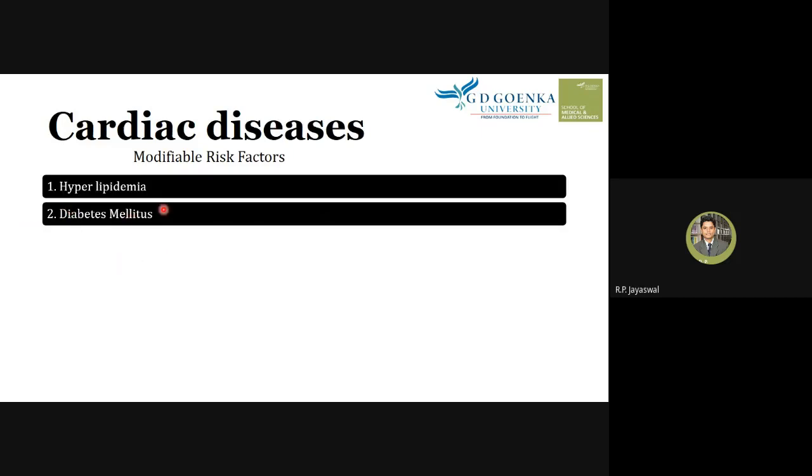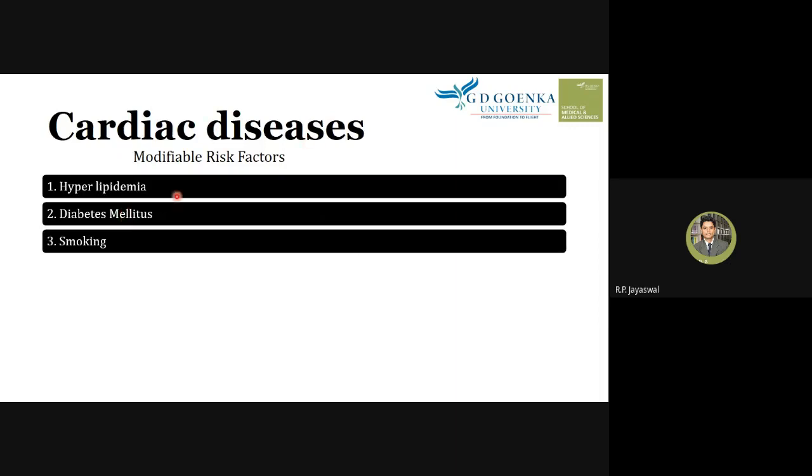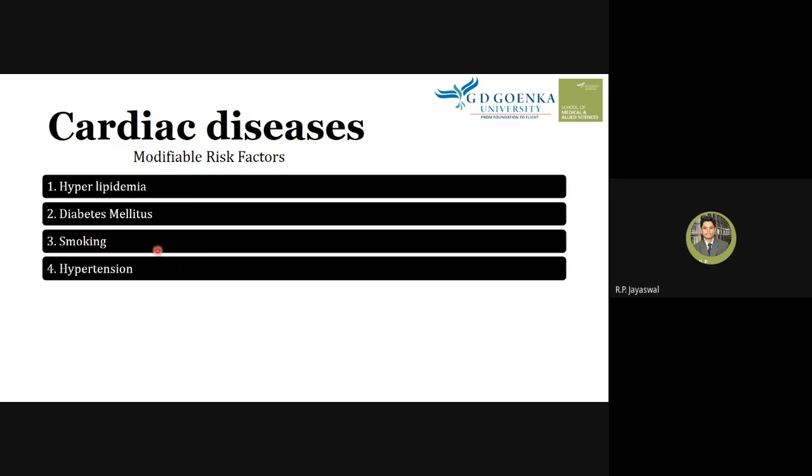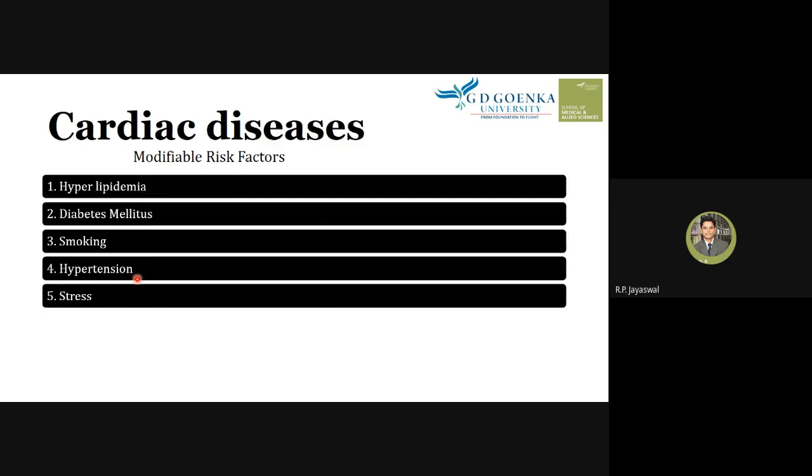Okay, diabetes mellitus is also a modifiable risk factor, because uncontrolled diabetes mellitus leads to cardiac disease. So if someone has diabetes mellitus, it can be managed, it can be modified, it can be treated, and we can prevent the cardiac disease. Smoking, yes, we can quit the smoking habit, and we can prevent the cardiac disease. Hypertension, if there is high blood pressure, this can also be normalized by medication, and we can prevent the cardiac disease. Stress can be modified.